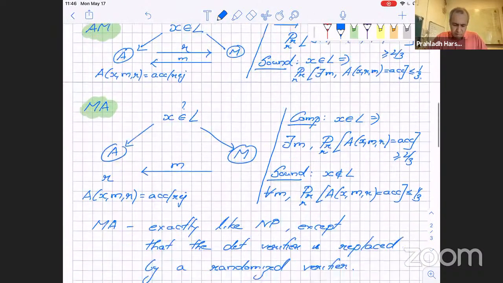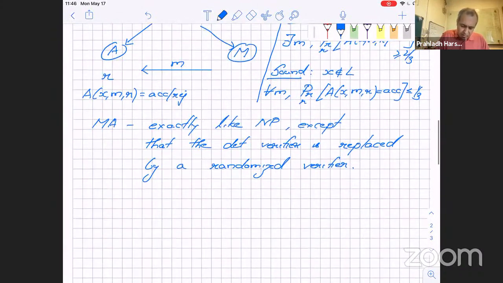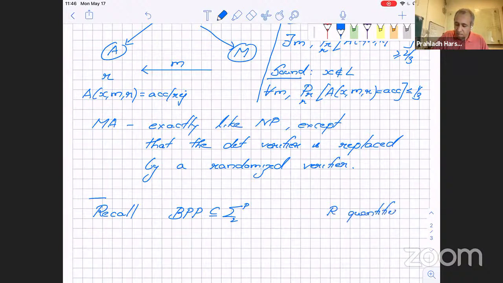I want to make a couple of small remarks, because we're going to talk about these classes. Recall that we had shown BPP is in sigma 2p. That is, a randomness step can be replaced by an existential quantifier. This is sort of stating that a randomness quantifier is subsumed by an exists-for-all quantifier. Or because it's also in the intersection with pi 2p, it's also for-all-exists.